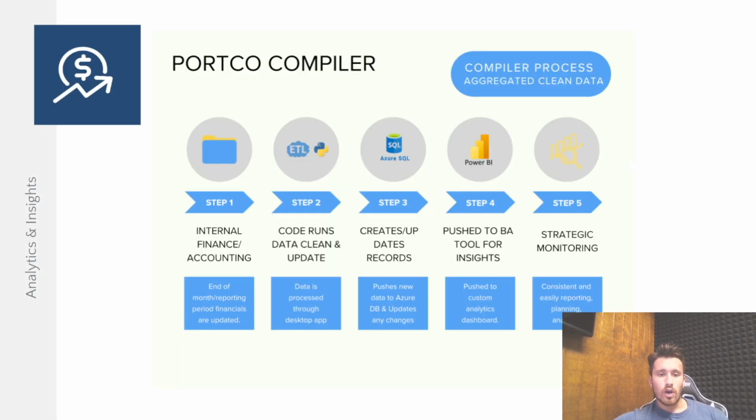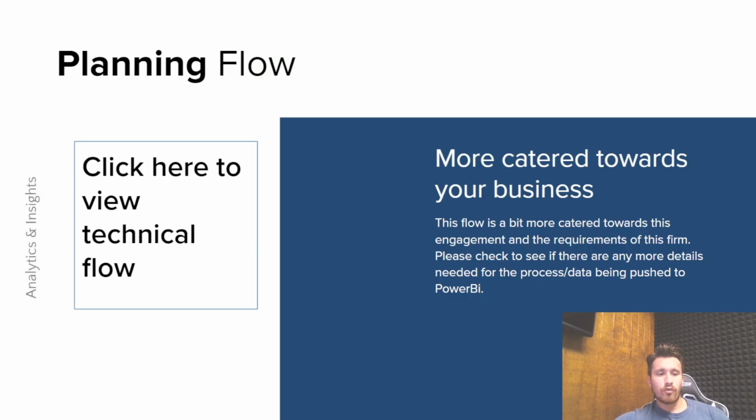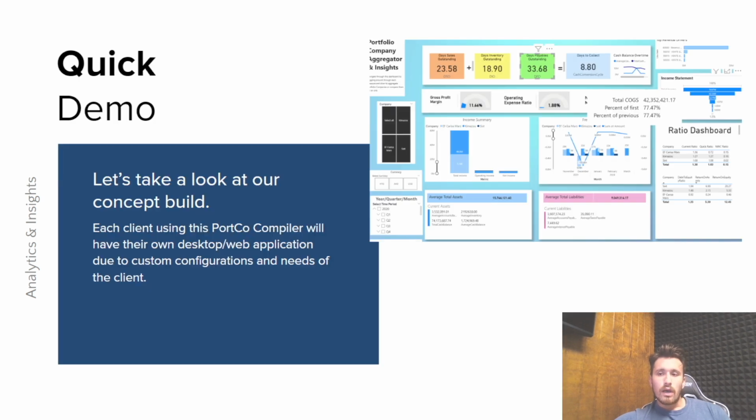Here's a quick little flow chart of the different tools and the technologies that we're using for this compiler. So I'll skip this, let you look at it quickly. There's a more technical flow. If you click on this button here, it'll take you to a Miro board. But essentially what this does is it allows you to easily consolidate and aggregate your financial statements for related or unrelated parties and put them into a dashboard that you can easily manipulate the data yourself, or as we said, we build dashboards for you that are going to be pre-built once this launches. So dashboard looks something like this, but let's do a quick demo so you can see how exactly it works.